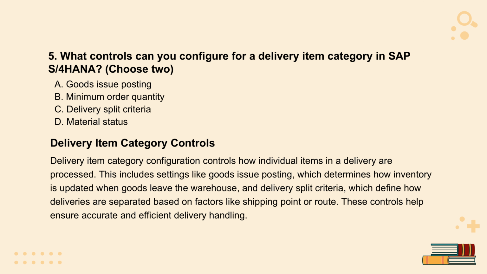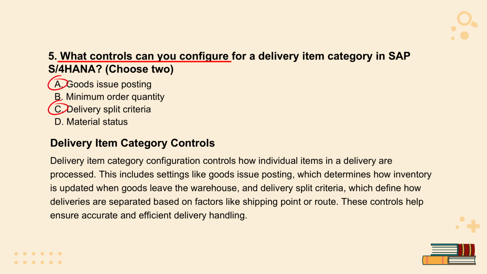Okay, one last question, diving into the details of the delivery itself. Question 5. What controls can you configure for a delivery item category in SAP S/4HANA? Choose 2. Options. A, goods issue posting. B, minimum order quantity. C, delivery split criteria. D, material status. And the correct answers are A and C, goods issue posting and delivery split criteria. So delivery item category. That sounds like it lets you treat different products differently within the same delivery.